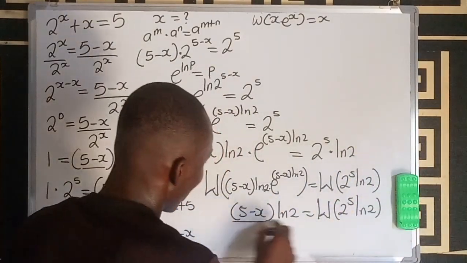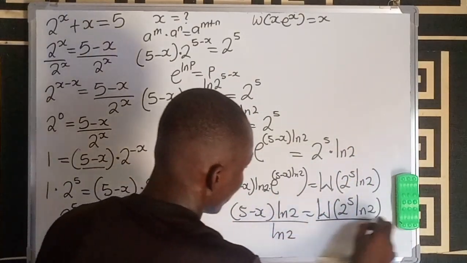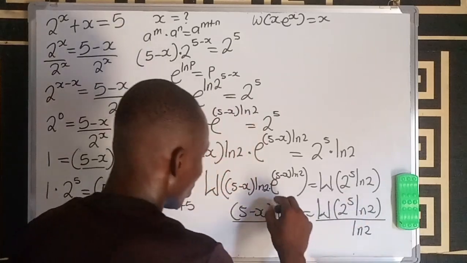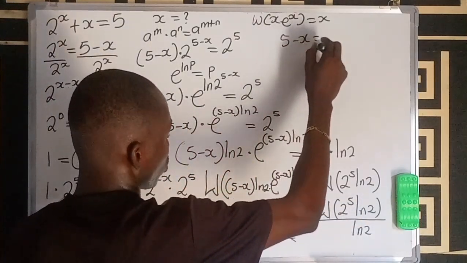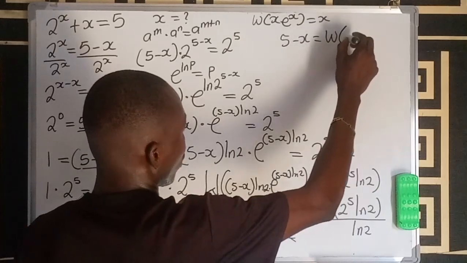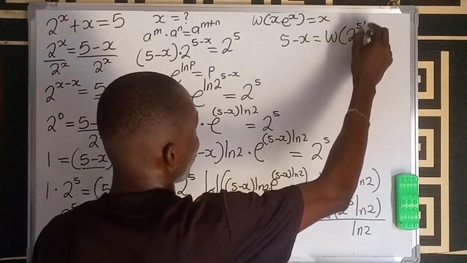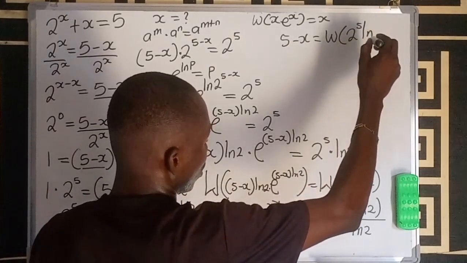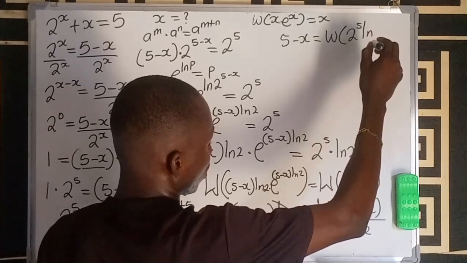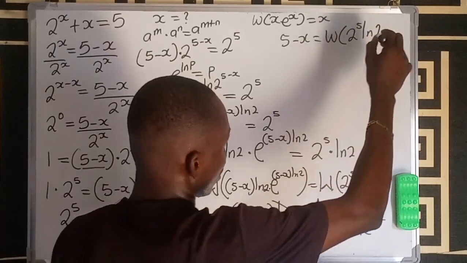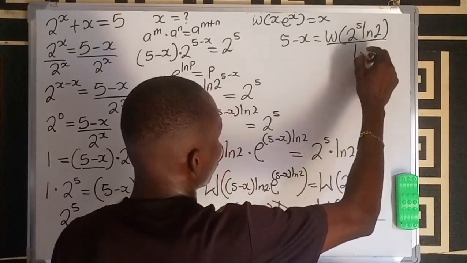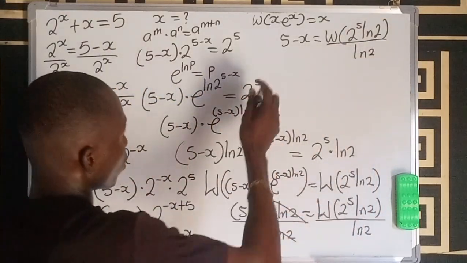So let's just divide both sides by ln 2 and divide here by ln 2, right? Now this will cancel out this. So we see that 5 minus s is equal to the derivative function of 2 to the power of 5 ln 2, then divided by ln 2. Okay.